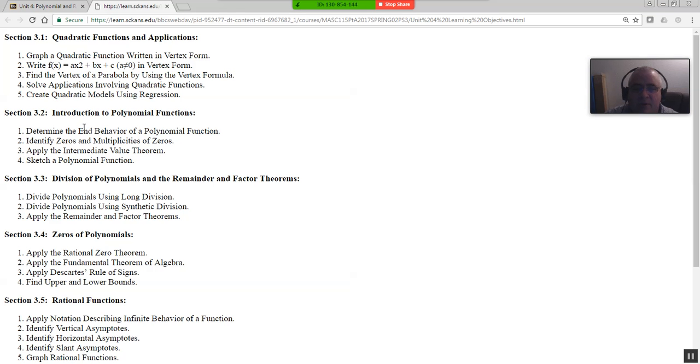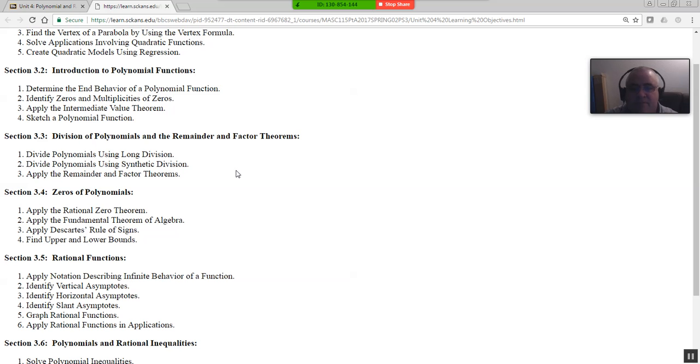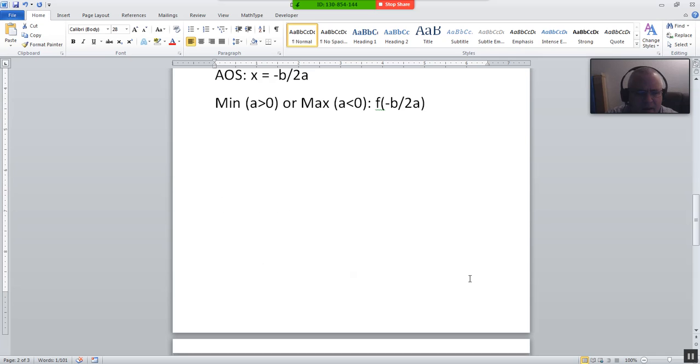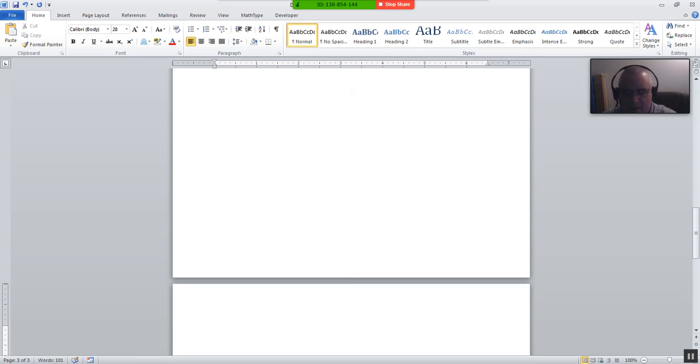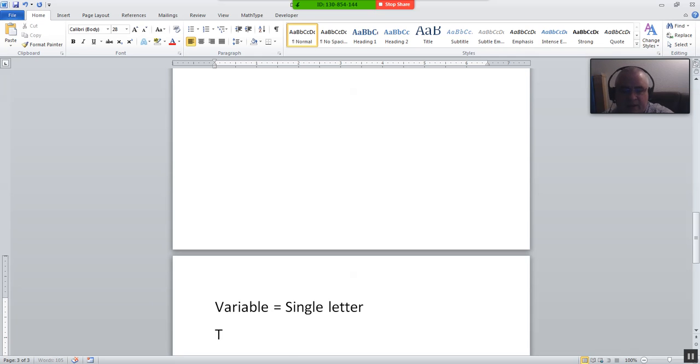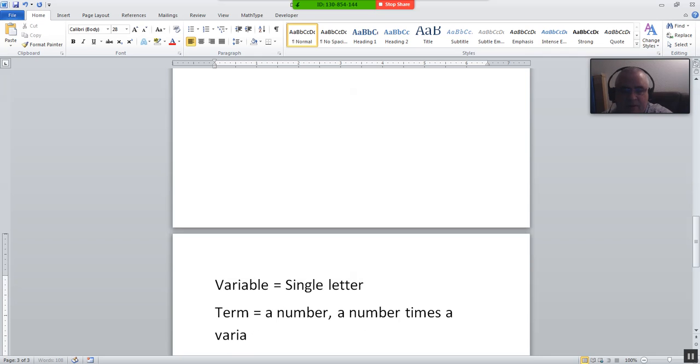And let's go on to section 3.2. Introduction of polynomial functions. And first thing it says is determine the end behavior. So let's take a look at that. Now we got a variable, which is a single letter. We got a term, which is a number times a variable, and I'll put an S on there to indicate you can have more than one, or a variable times a variable. And again, I'll put an S on there to indicate you can have multiple.